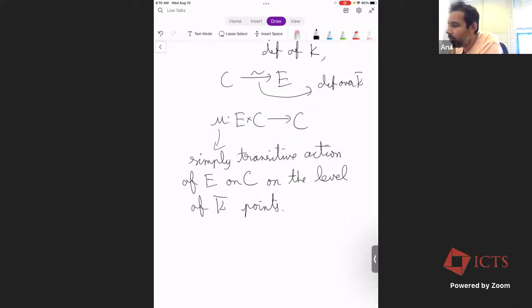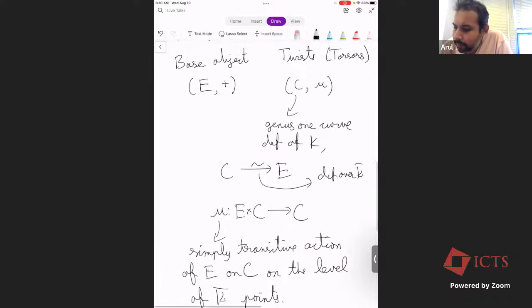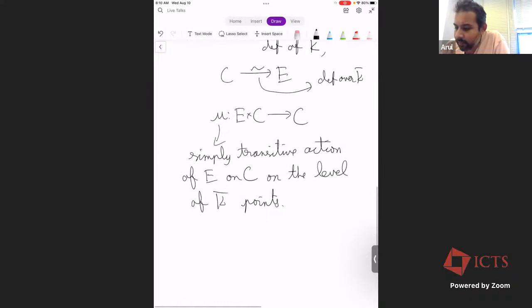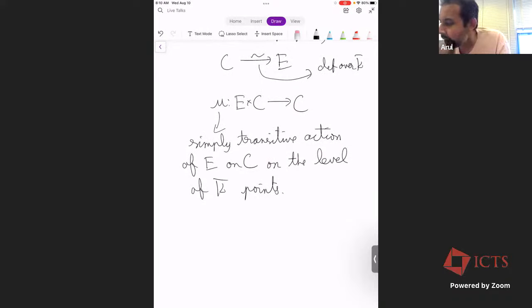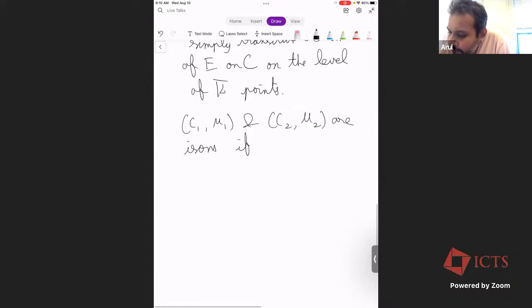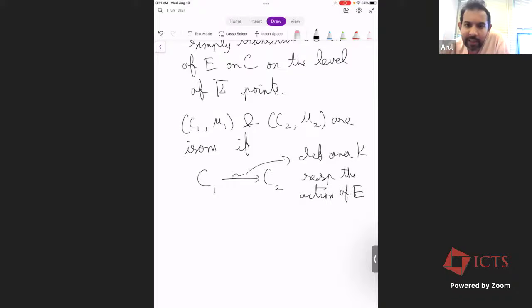Okay. So that's what a torsor is. Now, two torsors are said to be isomorphic if there's a morphism between them defined over K, respecting the action of E, an isomorphism, respecting the action of E. So it needs to have an inverse.